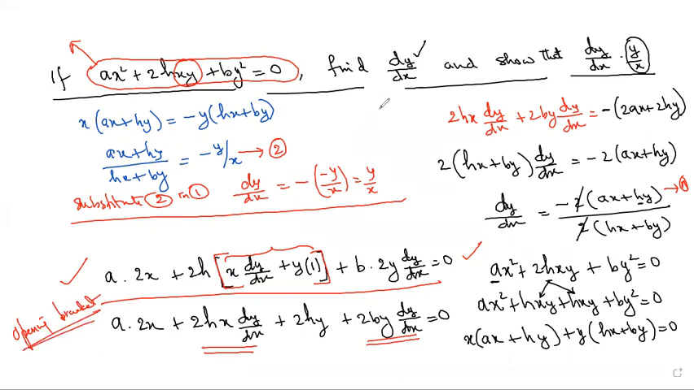So we took the dy by dx terms on one side and the rest we gave on the other side. And then we took dy by dx common and made dy by dx as a subject. And that's how you solve an implicit function.